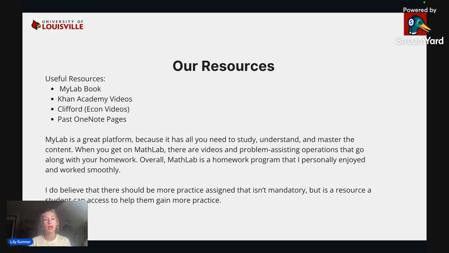But overall, I do believe that there should be more practice assigned that isn't mandatory, but could be utilized as a resource a student could access to help them maintain more practice within a certain topic that is being presented in class.